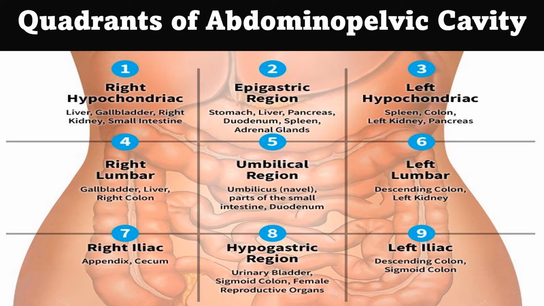The right iliac region and left iliac region are lateral to the hypogastric region. Iliac equals the superior part of the hip bone. The right lumbar region and left lumbar region lie lateral to the umbilical region and spine column, between the bottom ribs and hip bones. Then we have the right hypochondriac region and left hypochondriac region, which flank the epigastric region and contain the lower ribs.